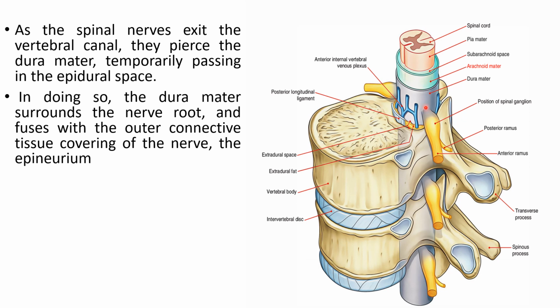So the dura mater overlaps the root of the spinal nerve. This is the overlapping of dura mater onto the root of the spinal nerve, and it joins with the covering of the spinal nerve. That covering is called the epineurium.